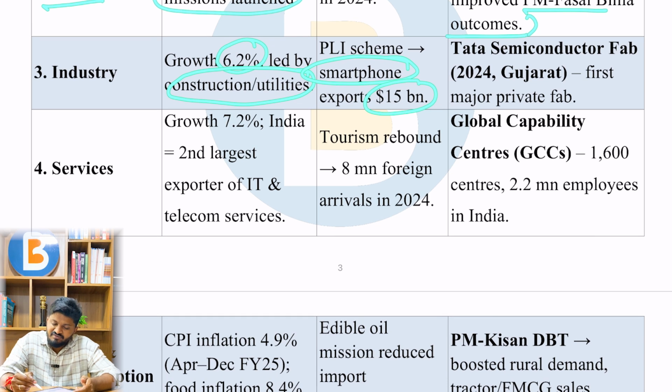Some of the significant improvements in India's semiconductor industry: Tata Semiconductor Fab. Fab is nothing but a semiconductor lab. It is the first major private fab in India. So any question with respect to the semiconductor industry in India, you can quote this as an example where private involvement is more in this particular industry.